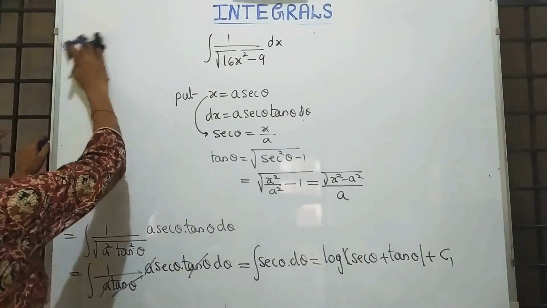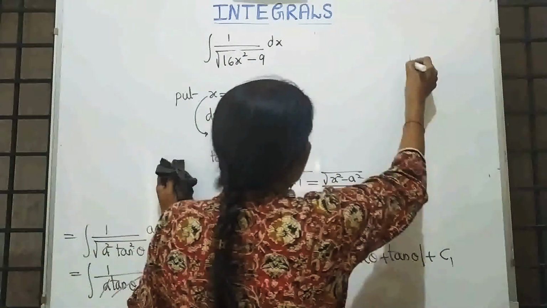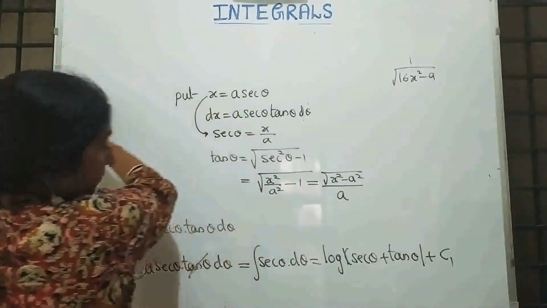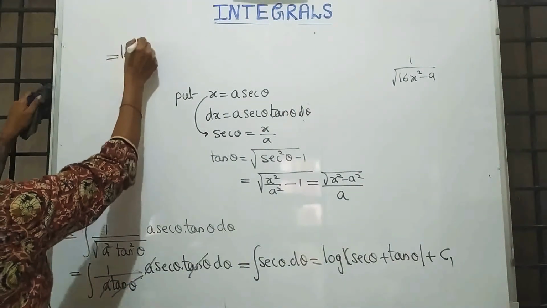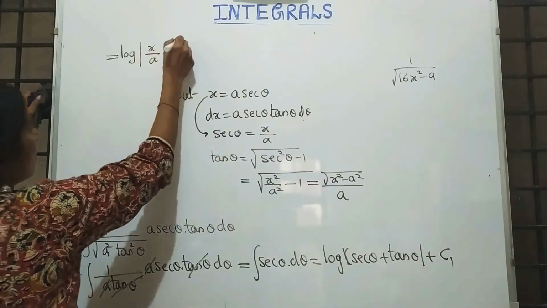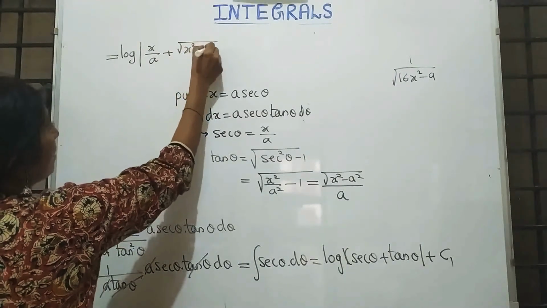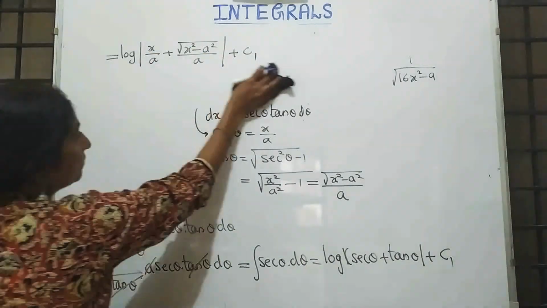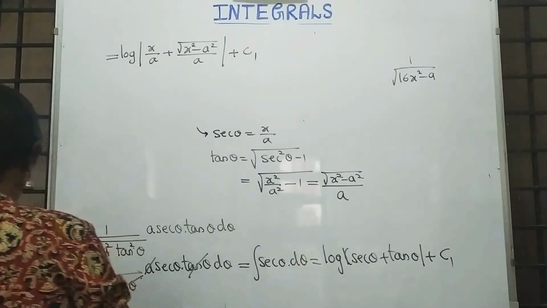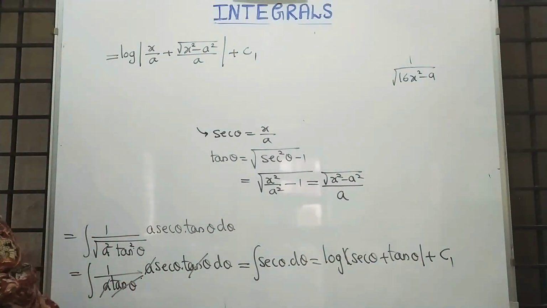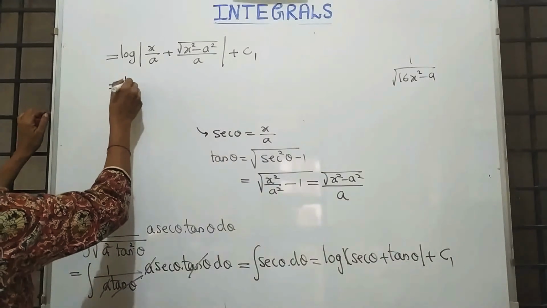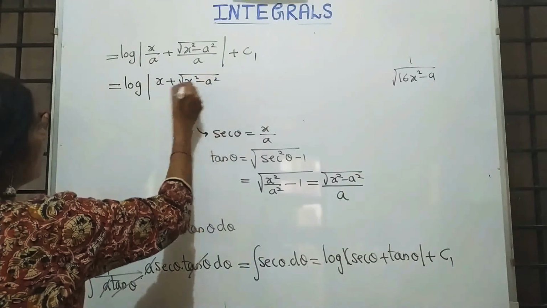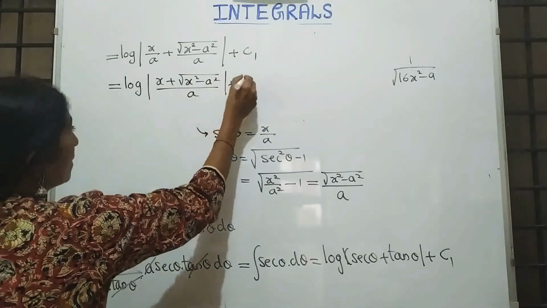So the given problem will be written as log of sec theta, that is x by a, plus root of x square minus a square upon a, plus C1. Now the denominator is a in both the cases. LCM is a. Log of x plus root of x square minus a square upon a, plus C1.